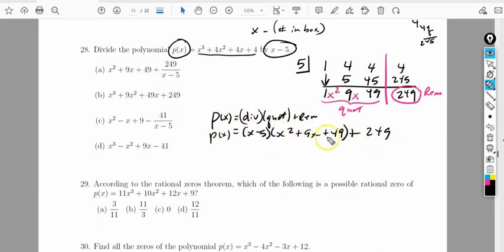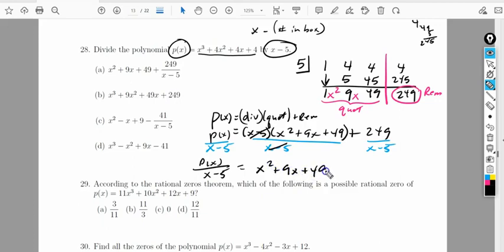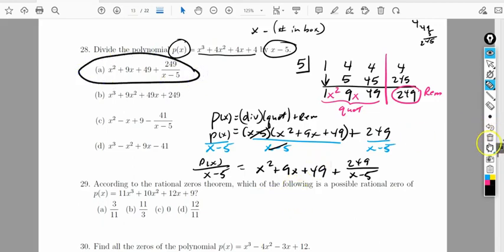Well, there's a second way you could write this. You can write p of x like this, or you can write p of x divided by x minus 5 using this form. So if I divide p of x by x minus 5, then every term here gets divided by x minus 5. So p of x divided by x minus 5, the x minus 5s will cancel there. And then I have this, which cannot be reduced. And so that's what I'm looking for. And that's the one that we have there. So the answer to 28 is A.